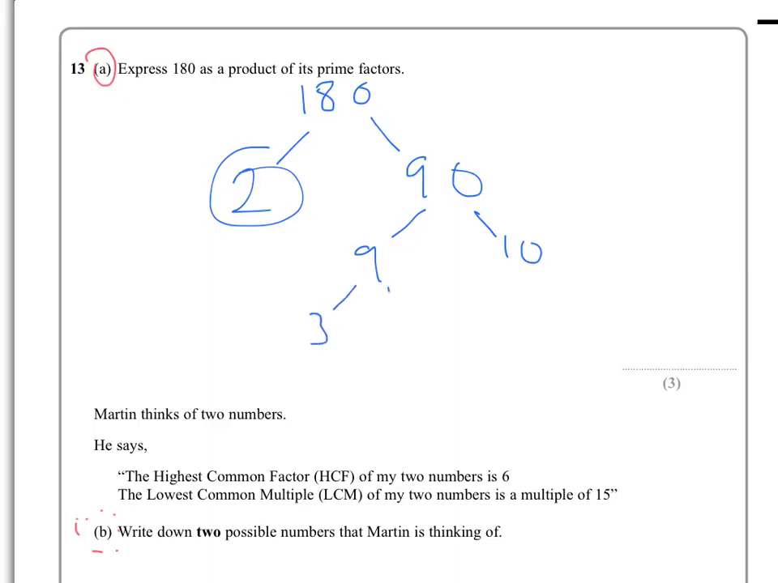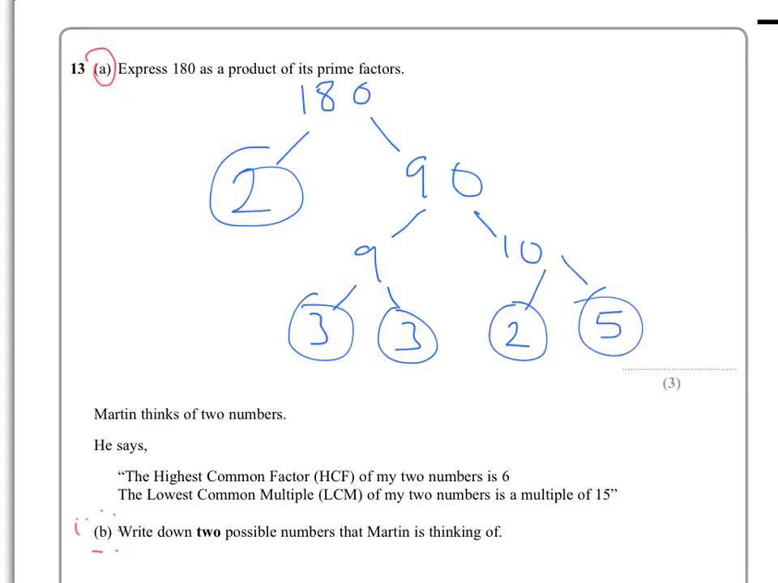9 is 3 times 3. Circle around those. And 10 is 2 times 5. They're both prime numbers, so put a circle around them. You might have used different numbers. So you might have said 180 is 3 times 60 to start with, or you might have said at this stage here, 90 is 45 times 2. It doesn't matter which way you go, but you end up with the same numbers at the bottom.